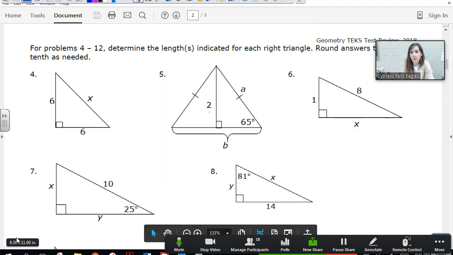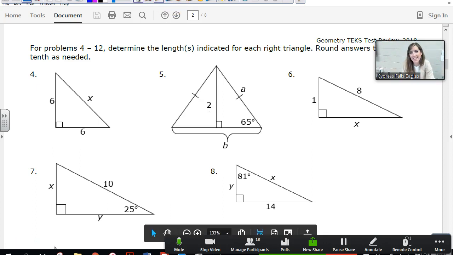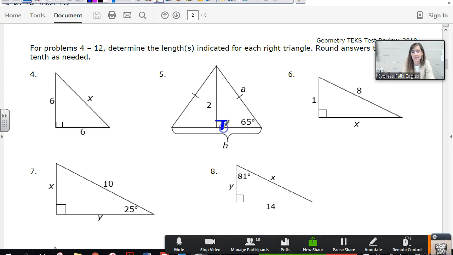Okay, we're looking at number 5 on page 2. We need to find the length of A and the length of B. We know that we've got an isosceles triangle and its altitude has been drawn, but we can't use Pythagorean theorem because we don't have 2 sides. So when you can't use Pythagorean theorem, but it is still a right triangle, what do you use? Trigonometry. Yes.